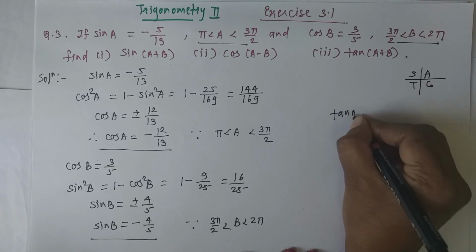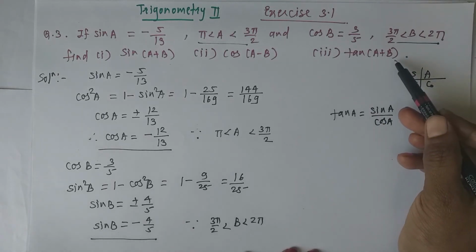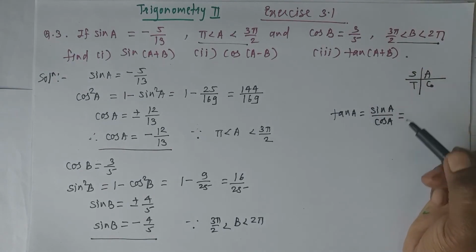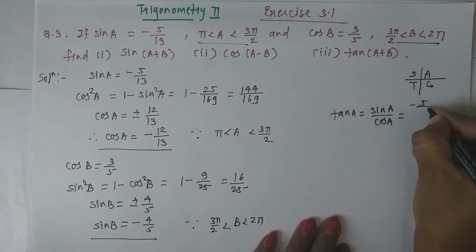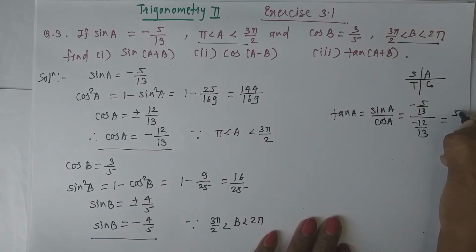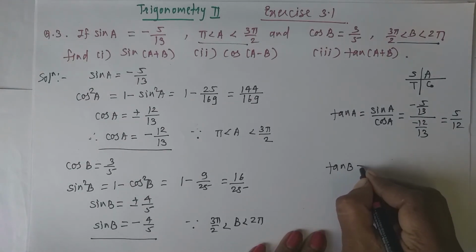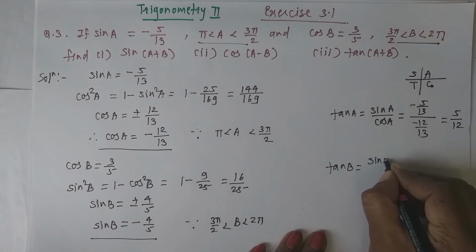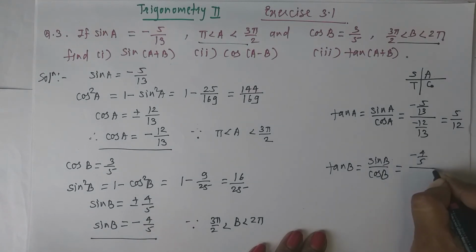We know that tan A means sin A divided by cos A. For the third formula we need tan A, therefore first we will find this tan A. Now what is sin A? Sin A is minus 5 by 13 and cos A is minus 12 upon 13, and tan A will be 5 by 12 after simplification. Okay. In the similar way we will find out tan B. Tan B means sin B divided by cos B. Value of sin B is minus 4 by 5. Value of cos B is 3 by 5, and I will get tan B as minus 4 by 3.